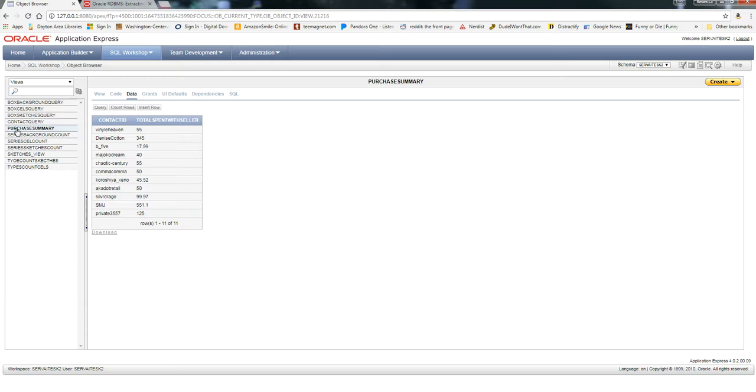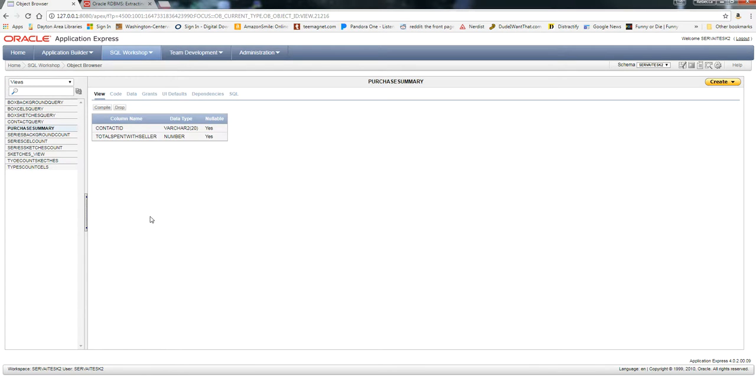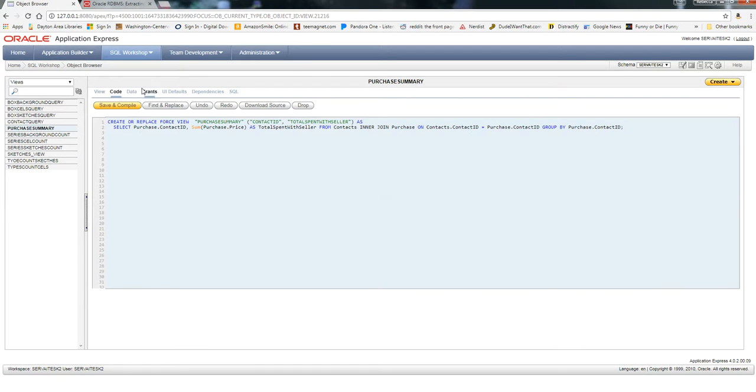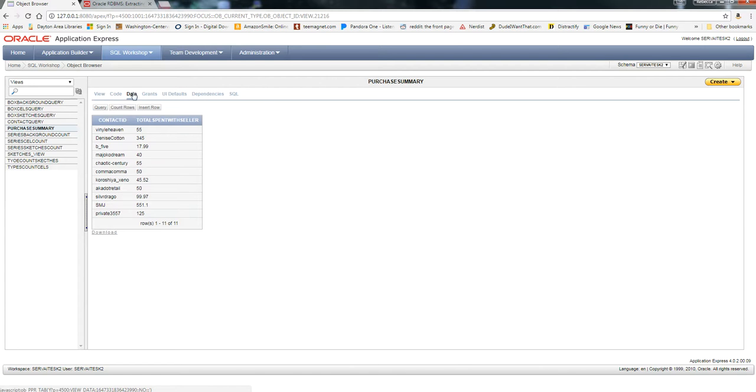Okay, purchase summary. This is a query that shows how many dollars I totally spent with each seller, and it. Oops, not that button. Okay, there it goes. There we go. Alright, and you can see that Denise Cotton is a favorite of mine, and so is SMJ, which is also known as Shopping Mall Japan.